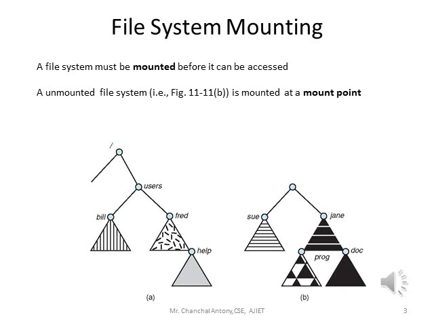The mount procedure is a straightforward method. The operating system is given the name of the device that needs to be mounted and the mount point to which it has to be mounted. That means the location within the file structure where the file system is to be attached. Typically, a mount point is an empty directory.